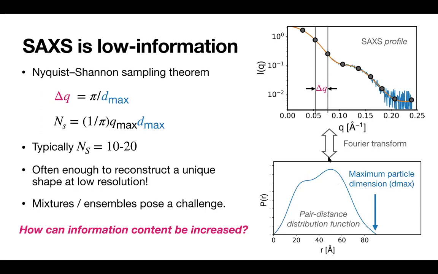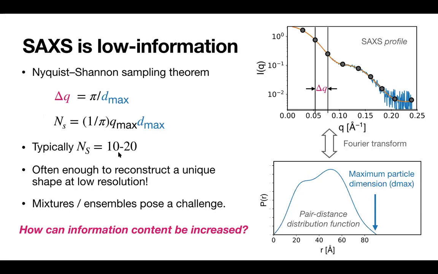And because of this Fourier transform relationship, Nyquist-Shannon theorem tells us that we can represent all of the information in this P of R function by a set of discrete samples of intensity, and the spacing of those samples is pi over D max. And that implies immediately that the number of samples that we're effectively getting in our scattering profile is like Q max times D max over pi. And for SAXS data, that's typically 10 to 20 unique pieces of information.